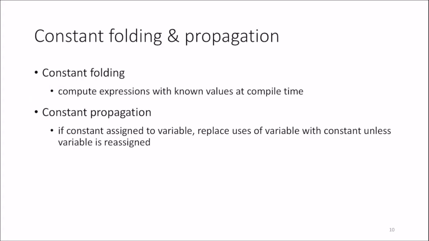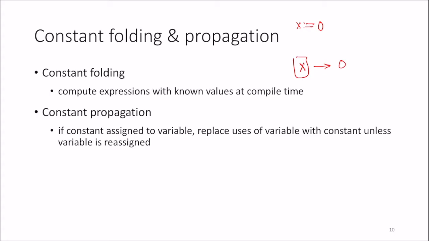Constant folding and propagation are simple ideas, but they are very powerful, as we'll see in some examples later on. Constant folding computes expressions with known values at compile time. It might look like a variable; I'm using a variable x. Because of the static analysis, we can tell that x is actually going to be assigned a value 0. And so instead of using x, we can replace x with 0 everywhere. And sometimes that can lead to more efficient code.